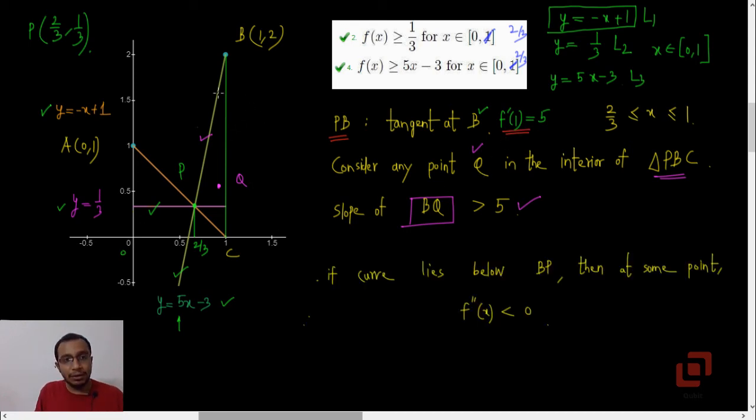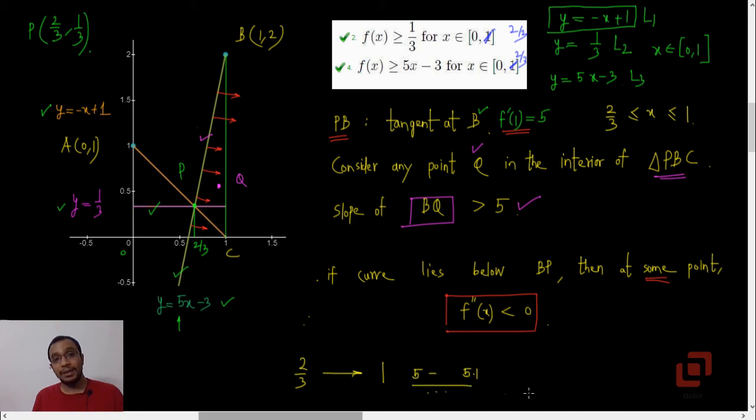So if at all the curve lies to the right of PB or below PB, on the non-origin side of PB, then there has to be some point where the second derivative is negative, because as you are going away from 2 by 3 and closer to 1, you are in a situation where slope is, let's say, 5.1 or any value which is greater than 5, and then 5. So when you take 5 minus 5.1 upon the gap, that becomes negative, isn't it? Now this is the slope of the secant, and in the limiting case it will become the slope of the tangent.